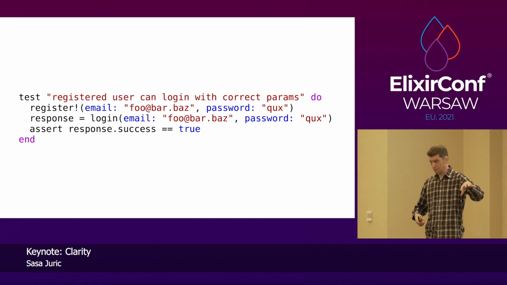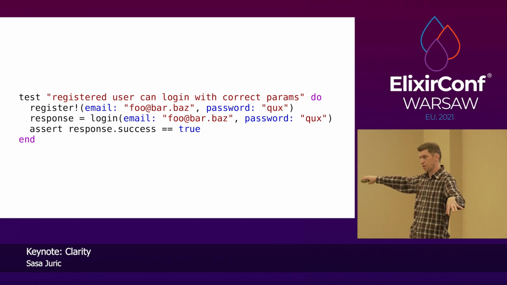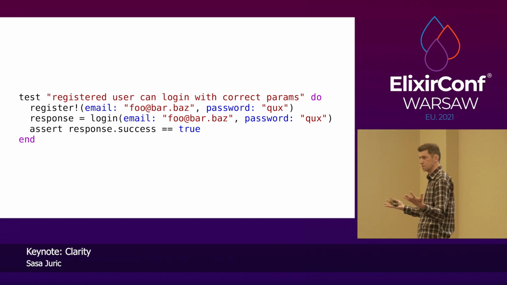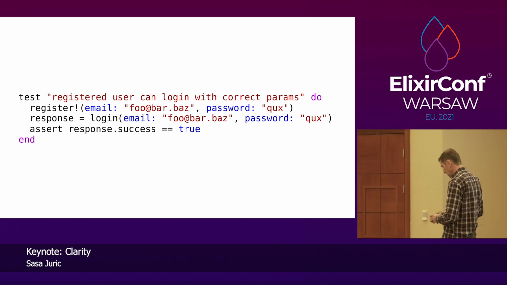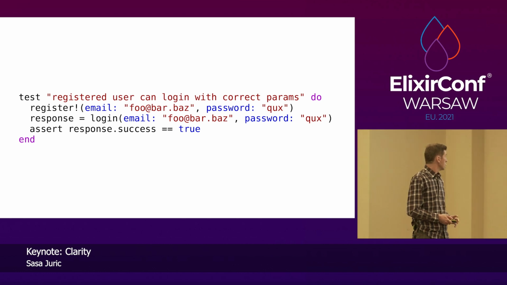Not like if I insert a user record in this particular shape and invoke the login function with those parameters, then this will be successful. Like, what does that even mean? It's way more confusing to me, and actually gives me less confidence, if you will, right?